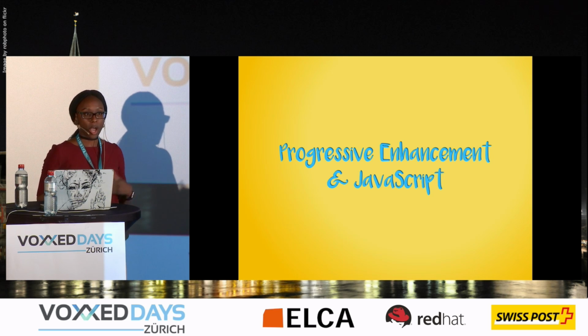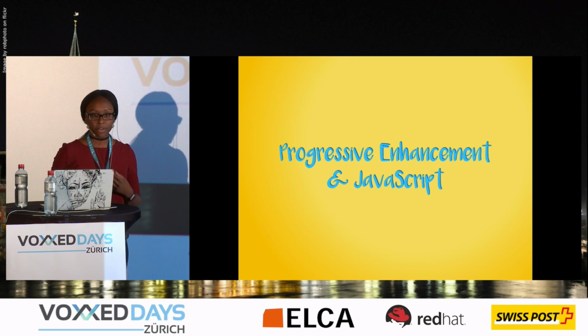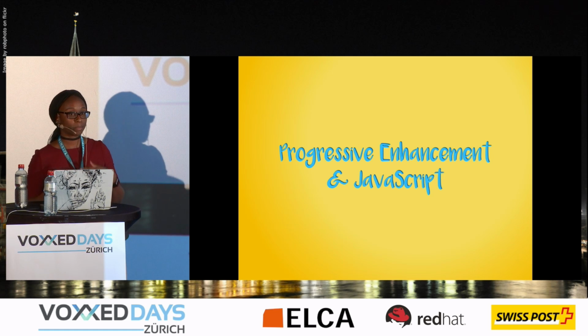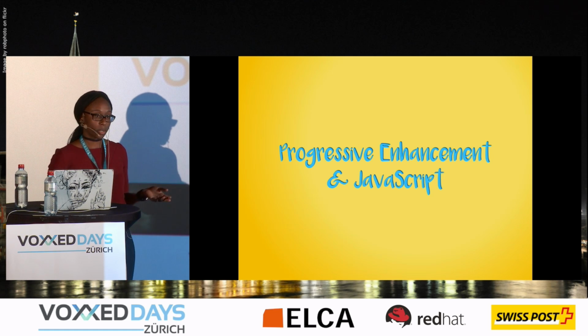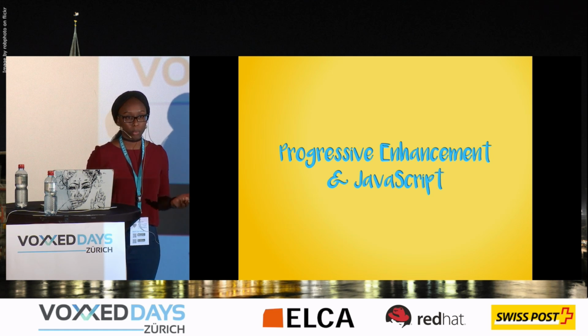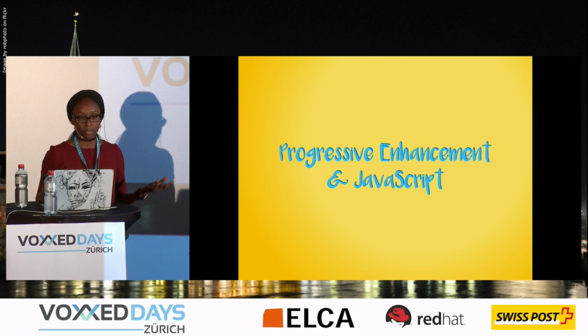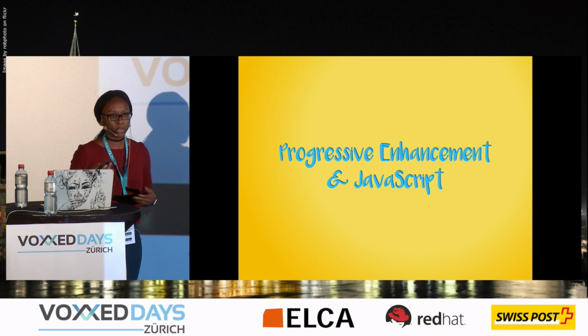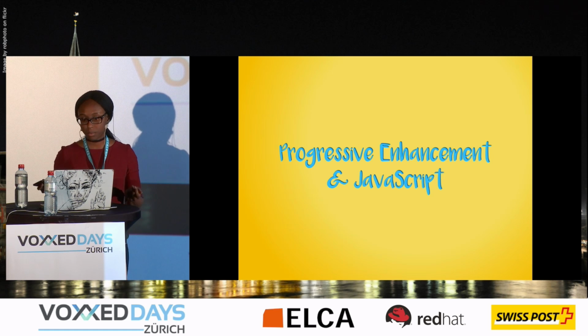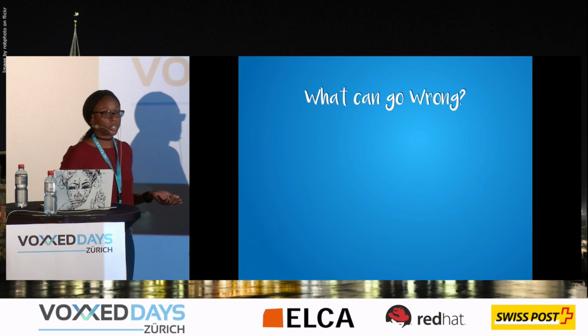So now I'm going to go into how progressive enhancement works. First, I'm just going to go over progressive enhancement in JavaScript and HTML to be able to compare it to how it will work with CSS. So first of all, progressive enhancement and JavaScript, which is probably what you're more used to when we hear the term progressive enhancement. So what can go wrong with JavaScript?